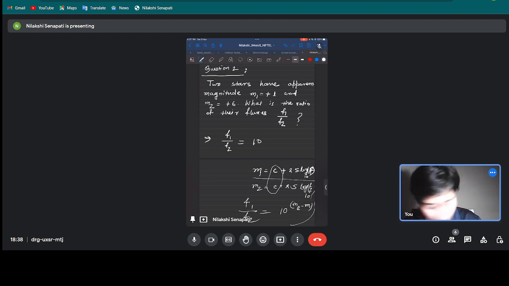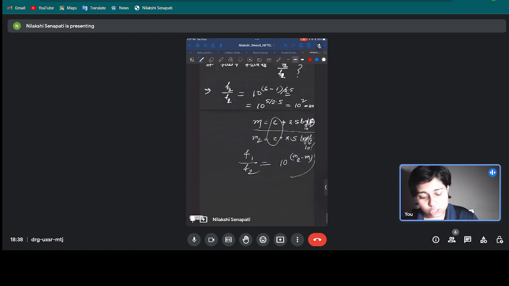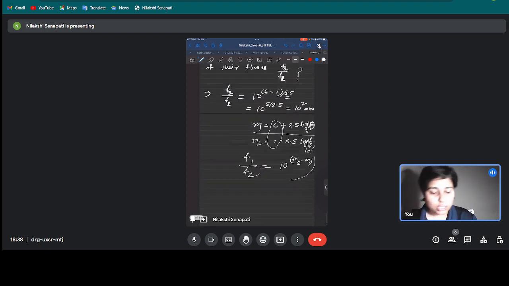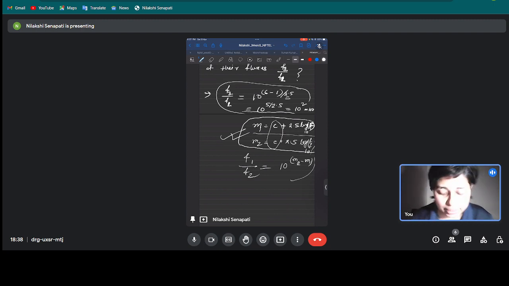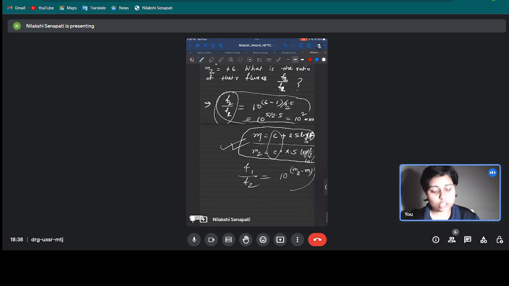I wanted to calculate f1 by f2, and maybe f2 by f1. So 6 minus 1, that is (6 minus 1) by 2.5. There is a 2.5 factor there. So 10 to the power 5 by 2.5, then 10 squared, that is equal to 100. So the ratio of the fluxes is 100. The main formula, as I think Gothuli or somebody mentioned, was the one from which we get this. And this was the question given to us: what is the ratio of the fluxes.